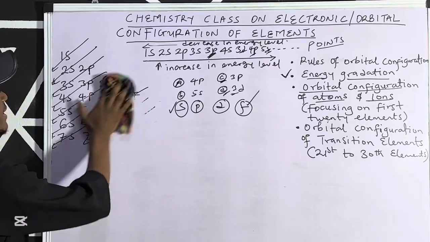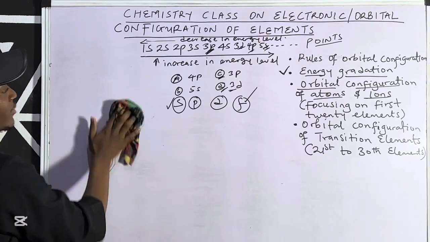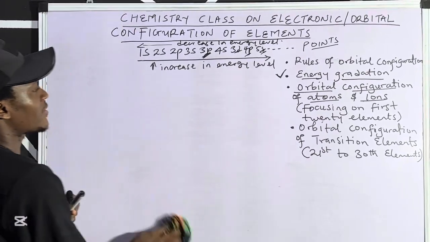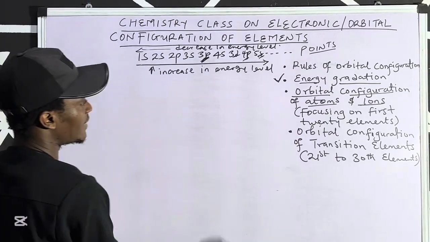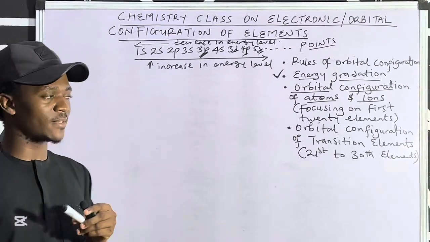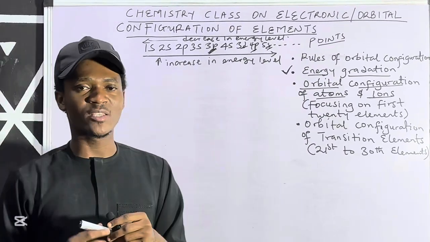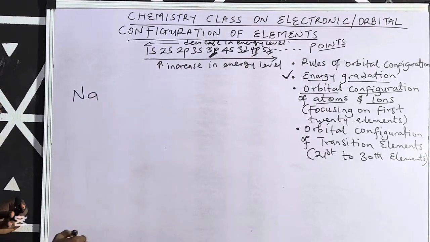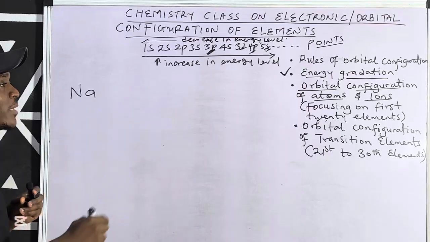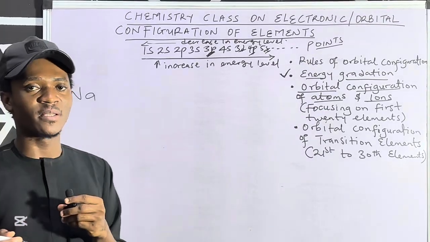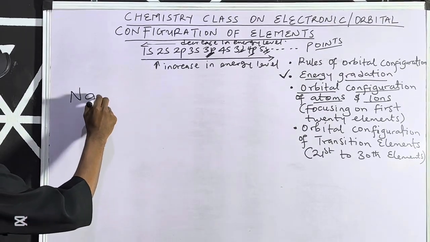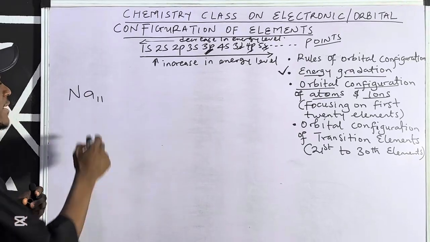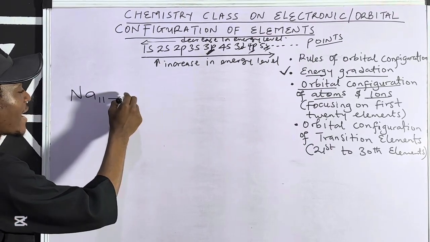So let's consider the next point, which is the orbital configuration of atoms and ions, and then focusing on the first 20 elements. Now, let's take a case study, sodium, Na. What position can you find sodium when you are reciting your first 20 elements? Sodium is found in the 11th position.